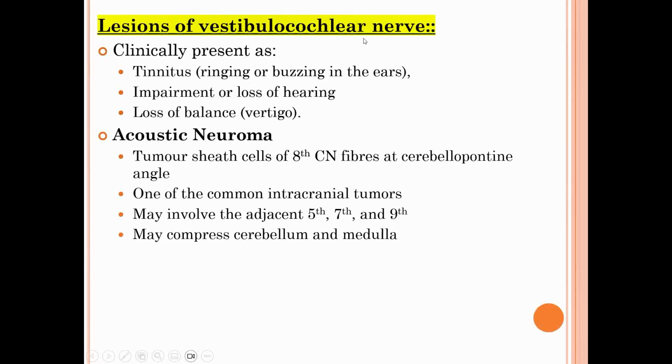Applied anatomy. Lesion of the vestibulocochlear nerve can present as tinnitus, that is ringing or buzzing in the ear. It can be impairment or loss of hearing, or loss of balance, also known as vertigo. A tumor of the sheath cells of the 8th cranial nerve at the cerebellopontine angle forms the acoustic neuroma. This is one of the common intracranial tumors. It may involve the adjacent 5th, 7th and 9th nerves also, and it may compress the cerebellum and medulla.